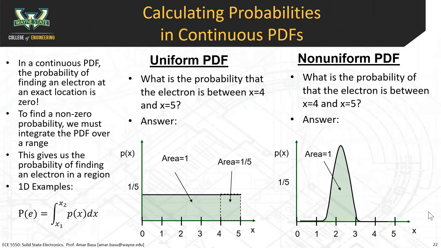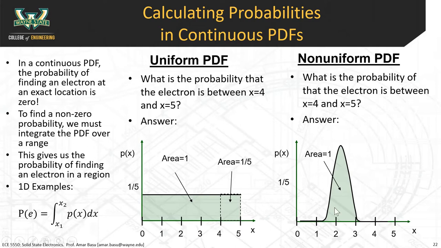So as a one-dimensional example, P of E, the probability of finding an electron, is the integral from x1 to x2 of P of x dx. So this is your probability density function, P of x. And you're just integrating that function between x1 and x2, the range that you're looking for the electron. All right, and remember, integration is just looking at the area under the curve.